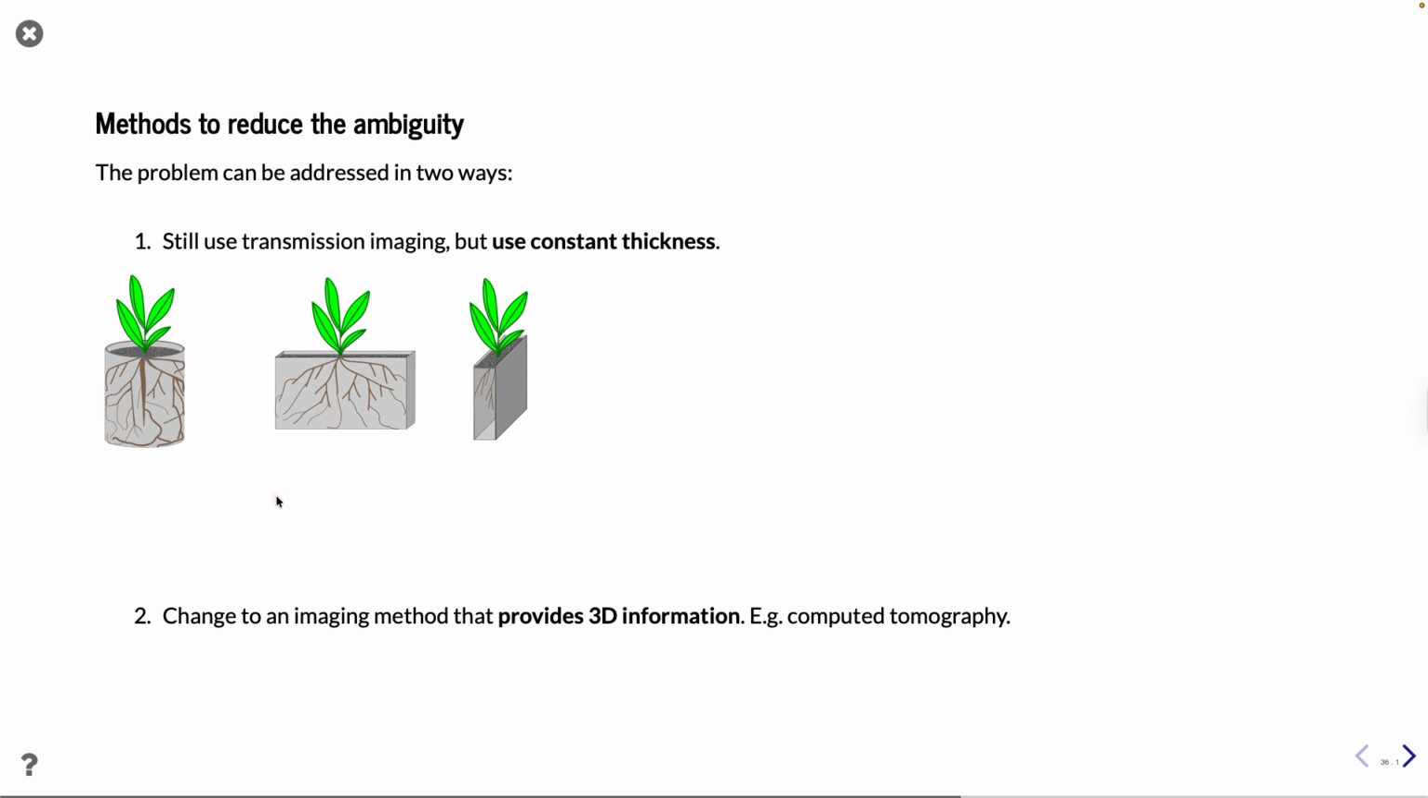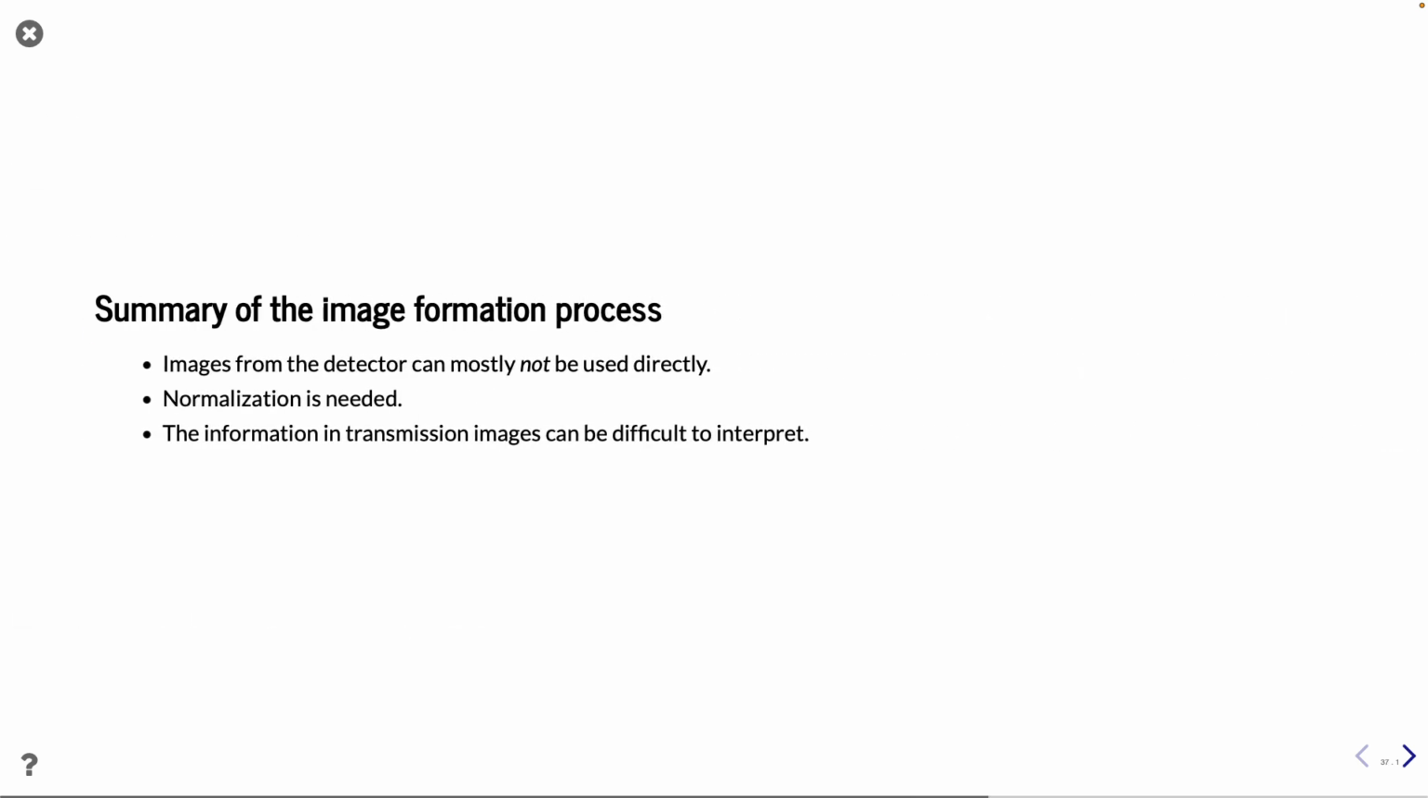The other way would be to obtain 3D information, so doing, for example, computed tomography, and then you will see it anyway, because the computed tomography delivers actually a distribution of attenuation coefficients. So, what we do need from the image formation, mostly you cannot just take the image and use it directly. You need to do some normalization, and the problem is that from a transmission image, it can be difficult to interpret the content, in particular quantitatively.